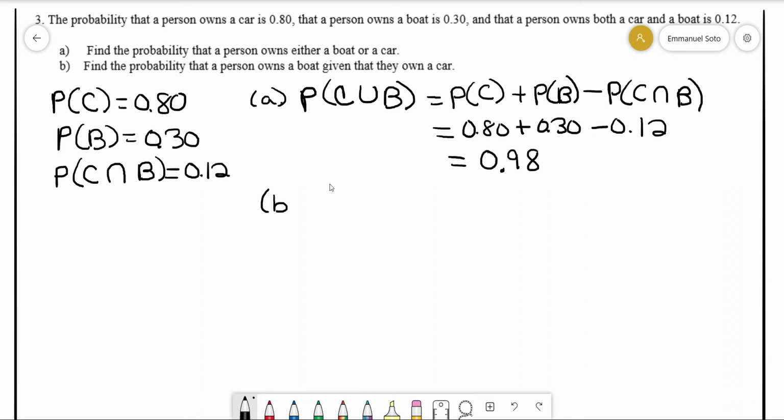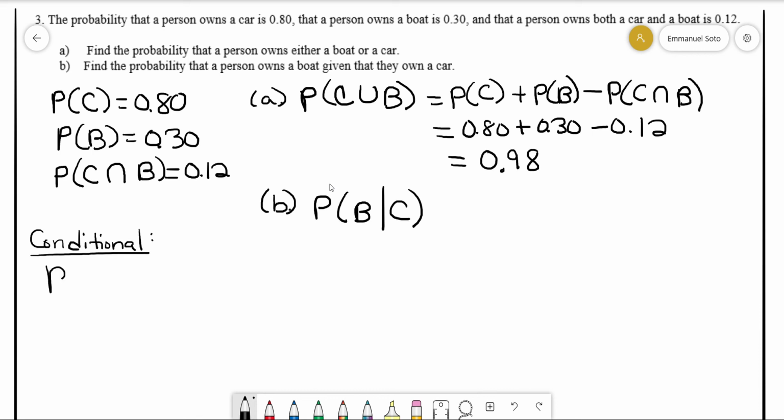For part B, we're looking for the probability that a person owns a boat given that they own a car. That's the symbol for "given". Remember, this is a conditional probability. The formula for conditional probability is P of B given A equals P of A intersect B over P of A.